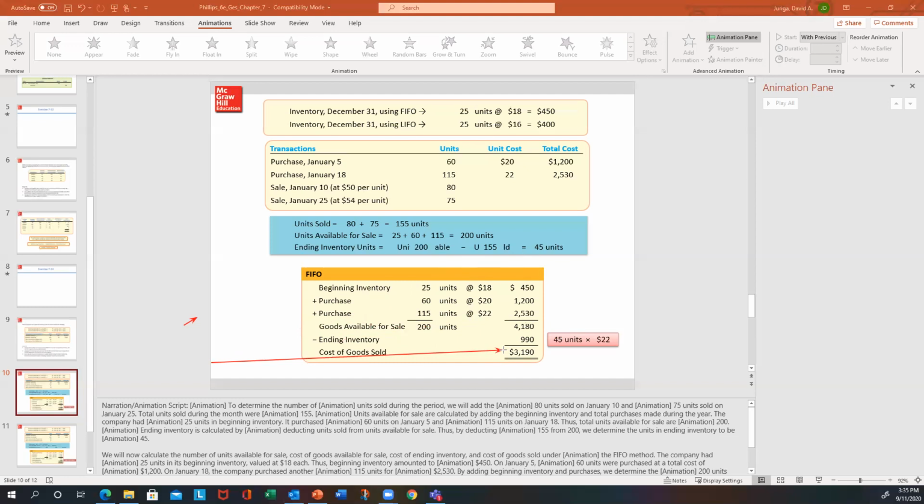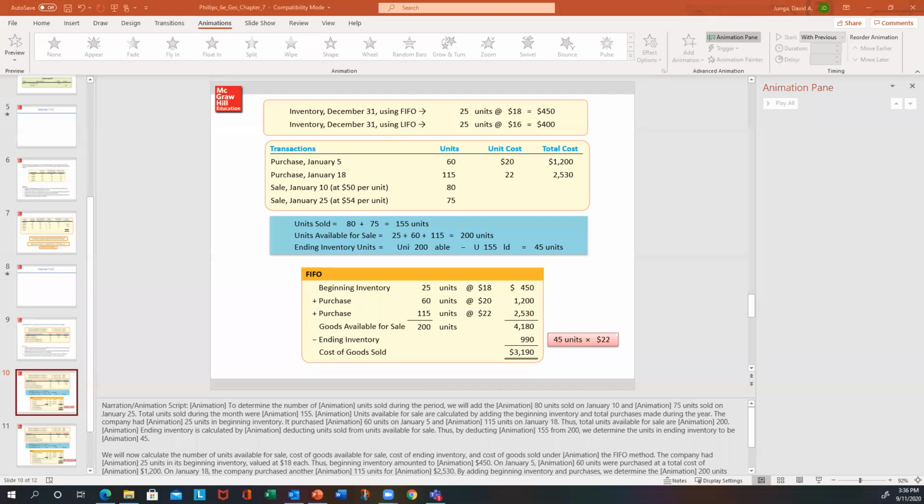Or if you wanted to do this individually, you could say, well, I need to come up with 155 units. That would be 25 units at 18, 60 units at 20, and then the balance you have to take out of the 115 at 22, and you should still be able to figure out your cost of goods sold. But here they're just plugging the numbers to show you that it's pretty easy to get your ending inventory by knowing that you got 45 units left at that last cost pool. And then as long as you know what this formula is, if you plug that number in, you can just take the difference to get your cost of goods sold.